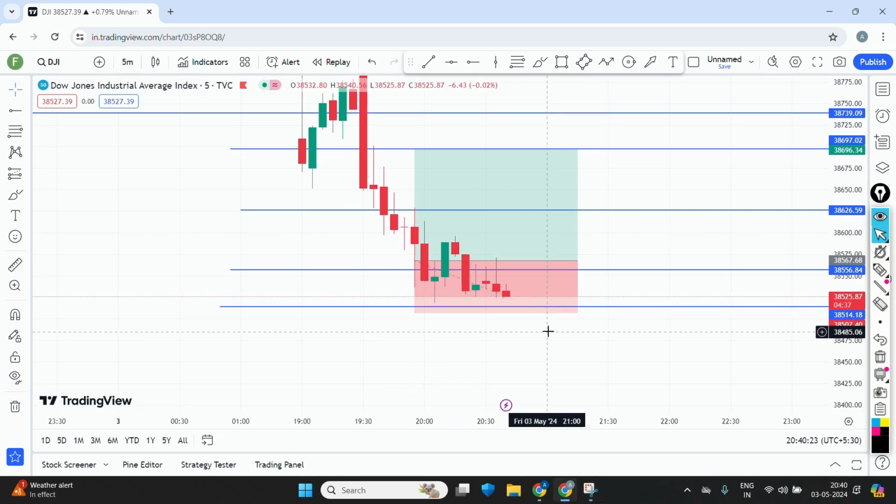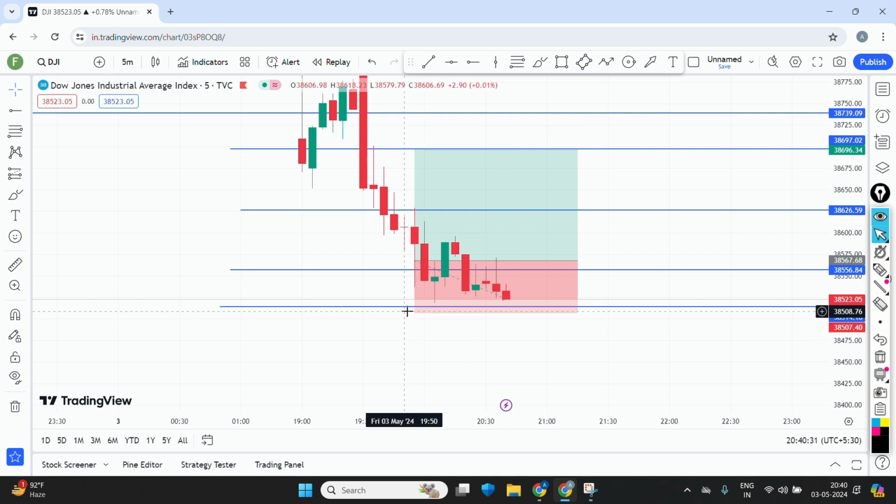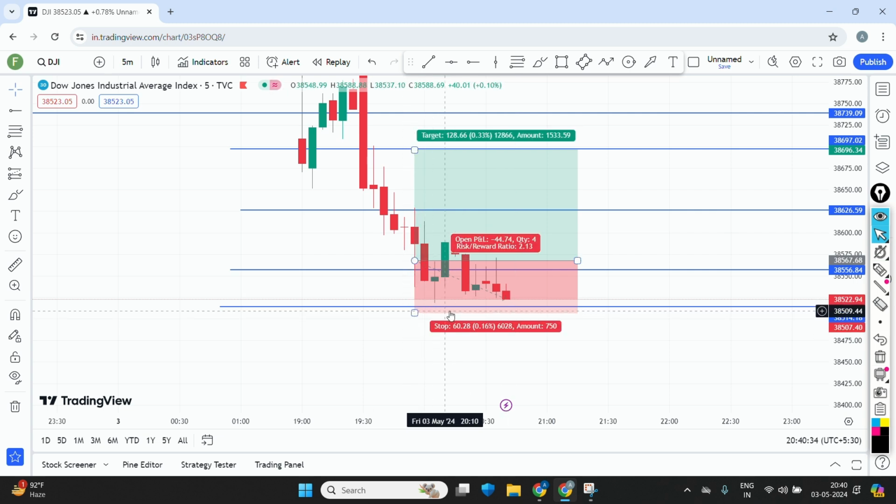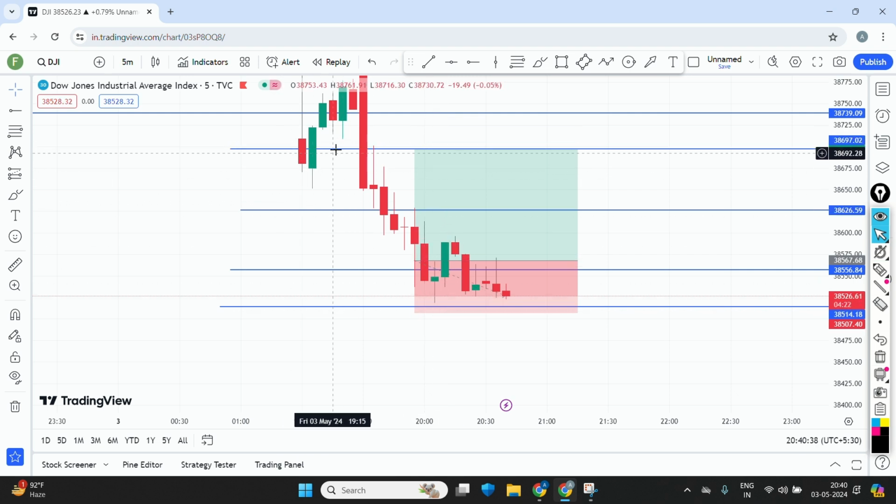Just take a signature of mine and just see what happens in the market. Okay, this is my stop loss point. It's about 60 points, and the target is around 120, 130 points. Exactly over here you just see the price action level.